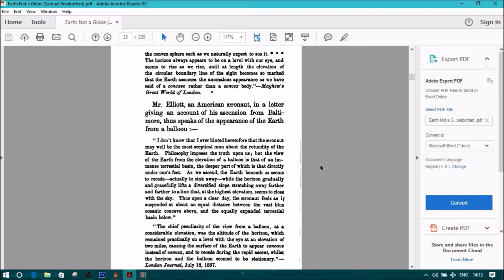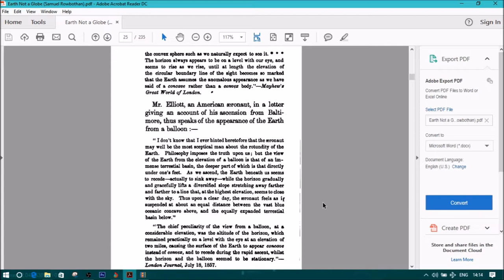Mr. Elliot, an American aeronaut, in a letter giving an account of his ascension from Baltimore, thus speaks of the appearance of the earth from a balloon. Quote, I don't know that I ever hinted heretofore that the aeronaut may well be the most skeptical man about the rotundity of the earth. Philosophy imposes the truth upon us, but the view of the earth from the elevation of a balloon is that of an immense terrestrial basin, the deeper part of which is that directly under one's feet. As we ascend, the earth beneath us seems to recede, actually to sink away, while the horizon gradually and gracefully lifts, a diversified slope stretching away further and further to a line that at the highest elevation seems to close with the sky. Thus upon a clear day the aeronaut feels as if suspended at about an equal distance between the vast blue oceanic concave above and the equally expanded terrestrial basin below.